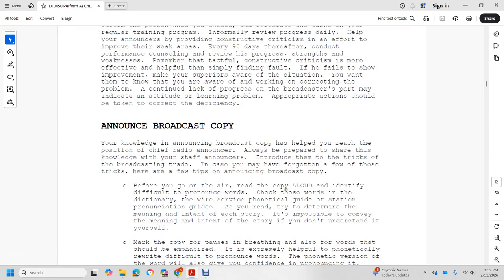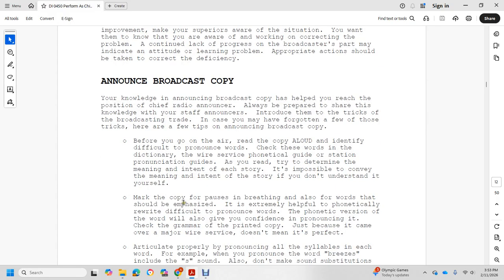Before you go on the air, read the copy aloud to identify any difficulty, and check the words in the dictionary, the wire service phonetic guide, or station pronunciation guides. As you read, try to determine the meaning and intent of each story, if possible, to convey that meaning and intent, even if you do not understand it yourself. Mark the copy with pauses and breathing. All those words should be emphasized. It is extremely helpful to phonetically rewrite difficult-to-pronounce words; the phonetic version of the words will also give you confidence in pronouncing them. Check the grammar in the printed copy.